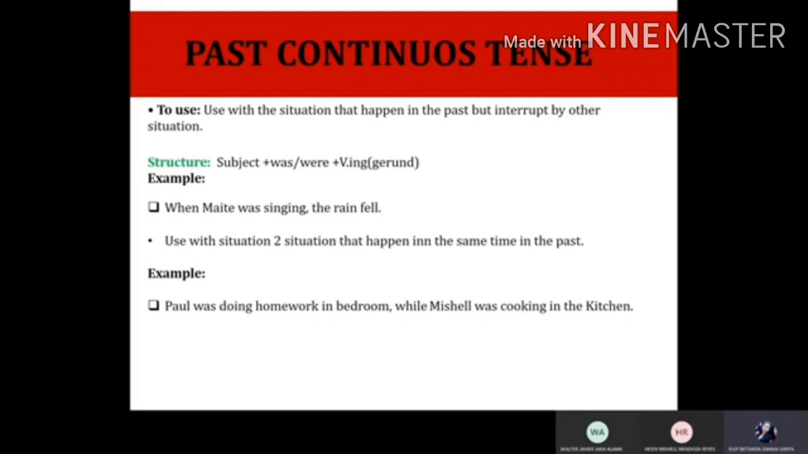Structure: subject plus was or were plus verb ing. For example, when Mary was sleeping, the rain fell. We also use it when two situations were happening at the same time in the past. For example, Paul was doing homework in the bathroom while Michelle was cooking in the kitchen.